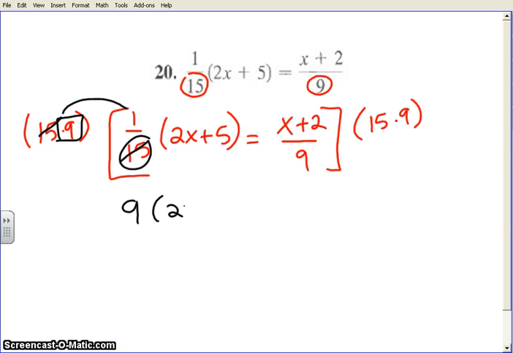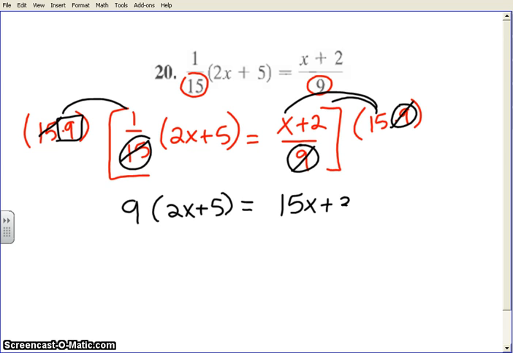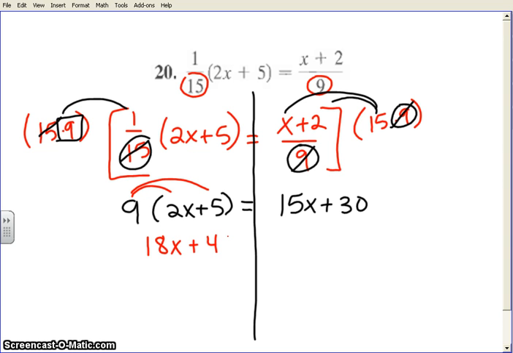9 times 2x plus 5. Okay, on the right side, we want to get rid of the 9. So 9 divided by 9 is 1. And that leaves us with the 15, so 15x plus 30. Okay, now I'm going to distribute the 9, so that gives me 18x plus 45 equal to 15x plus 30.